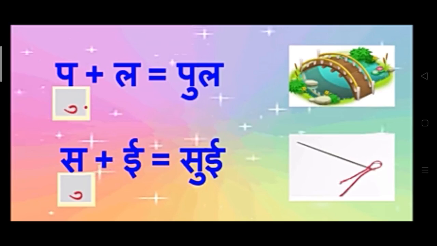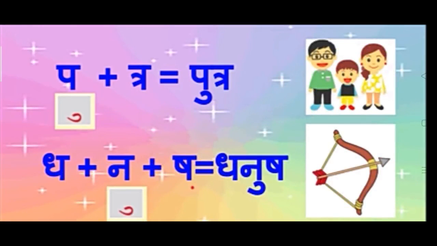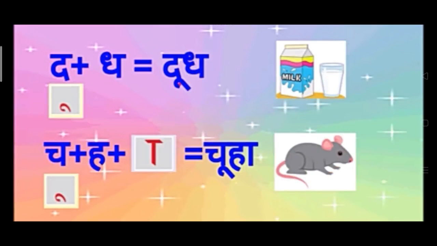Okay, two more examples we will see. Pa plus U ki matra plus Tra. What is that? Putra. You can see under Pa we are writing U ki matra. So Putra. Correct. Then next one. Da plus Na, U ki matra plus Sha. What is that? Danush. Understood everyone? Clearly understood? Yes. Putra, Pa plus U ki matra plus Tra. Where we are using U ki matra? Downside of Pa. Pu. Correct. Then Da plus Na plus U ki matra plus Sha. What is that? Danush. Okay. Understood everyone? Yes.